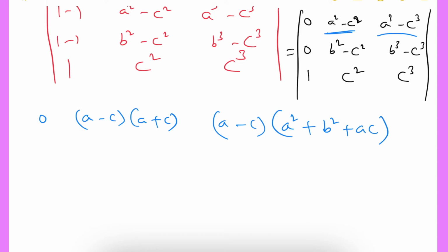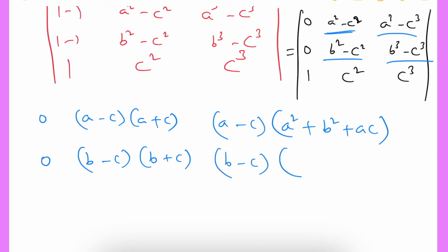The same way from the second row also, 0 as it is. B square minus c square can be written as b minus c into b plus c. B cube minus c cube can be written as b minus c into b square plus c square plus bc. Third row I cannot do anything, so I will write as it is, 1, c square, c cube.